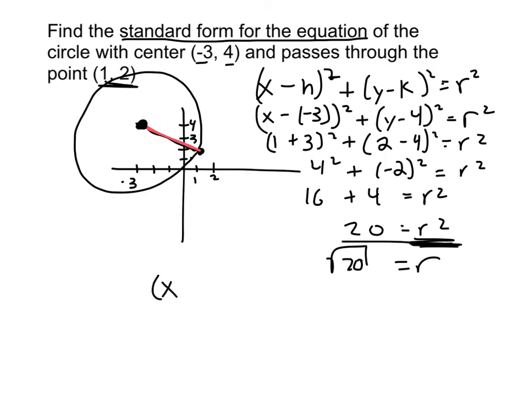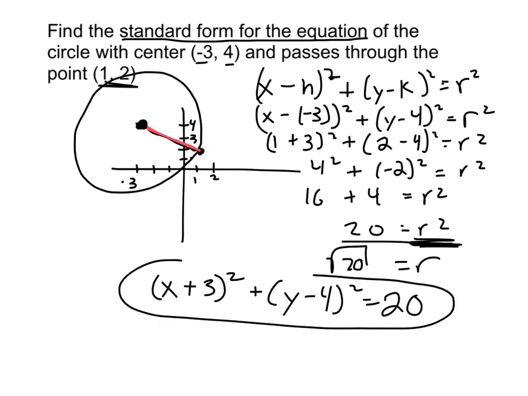Now I can write the standard form of the equation. I'll have x minus negative 3, and a minus makes a plus, so x plus 3 squared plus y minus 4 squared equals 20. And that is the standard form of the equation of the circle.